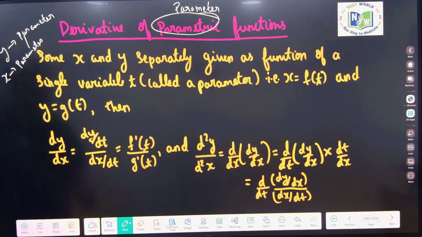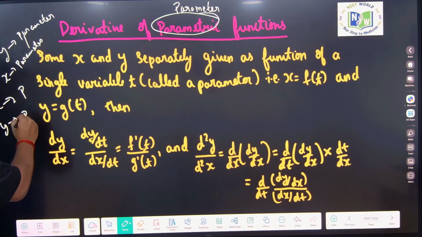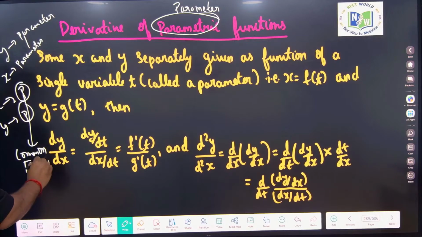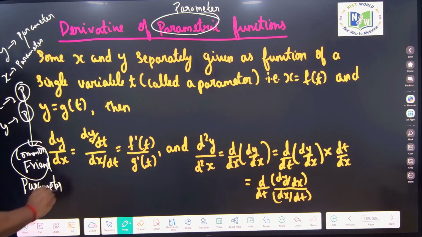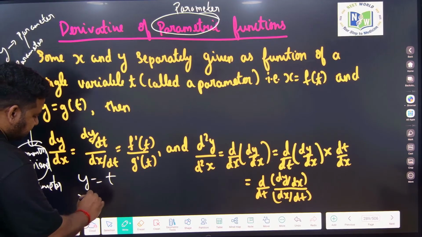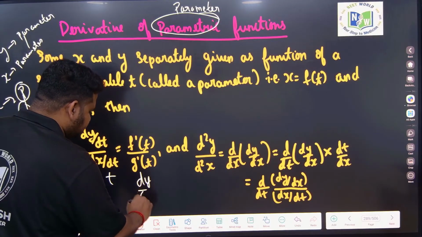How do you differentiate? That means x is given in terms of some parameter, and y is given in terms of some parameter. These are nothing but the same. We have some common friend, that is, x and y have some common friend. That common friend we call a parameter. Suppose function y is given in terms of t and x is also given in terms of t. If you want dy by dx, what will you do?